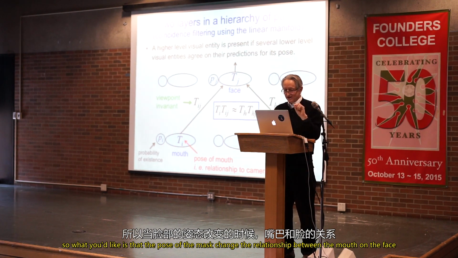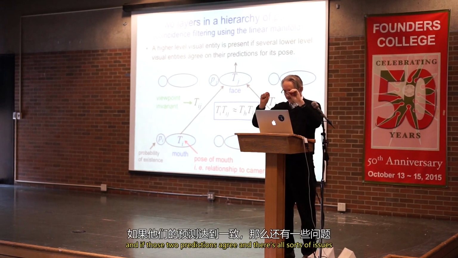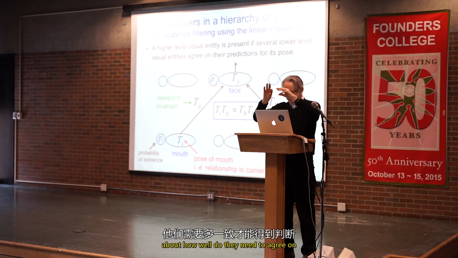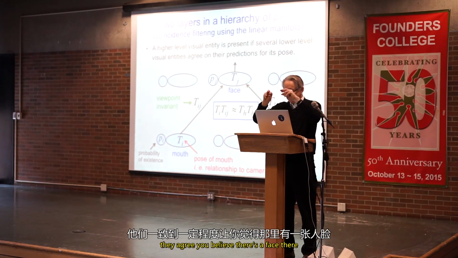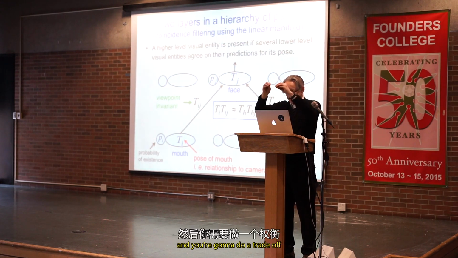So what you'd like is that the pose of the mouth times the relationship between the mouth and the face predicts the pose of the face. The same with the nose. And if those two predictions agree, and there's all sorts of issues about how well do they need to agree and so on, if they agree, you believe there's a face there. So really what you'd like to see is several predictions, and you'd like to see them agreeing tightly.